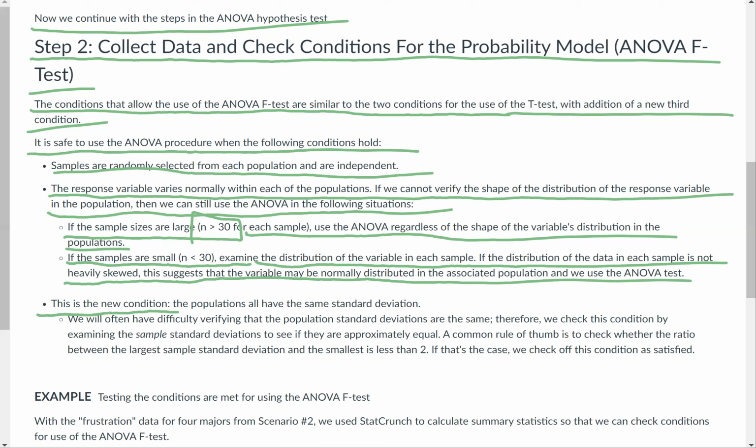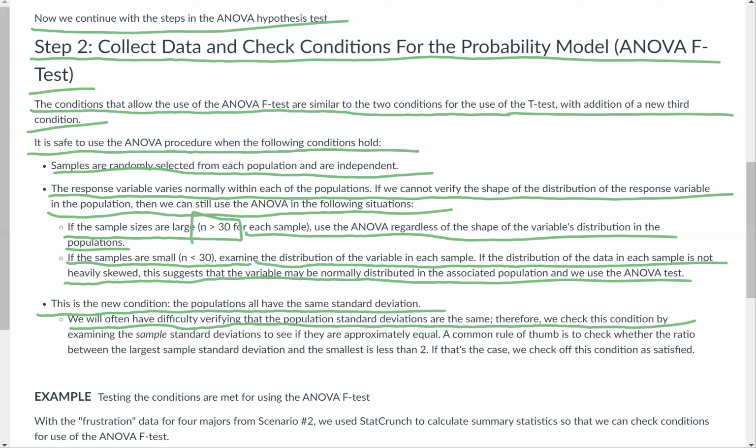This is the new condition. The populations all have the same standard deviation. That's our new condition. We haven't seen that yet when there's only 1 mu or 2 mu's, but now when there are more than 2, we need the populations to all have the same standard deviation in order to apply the ANOVA test.